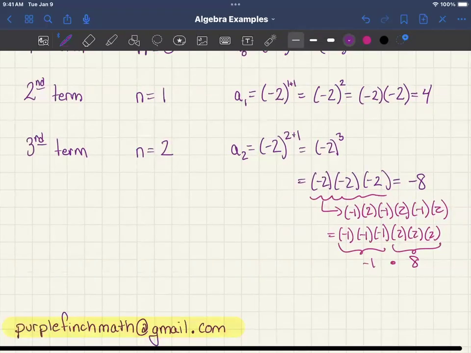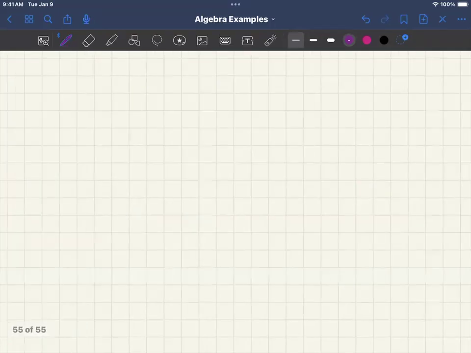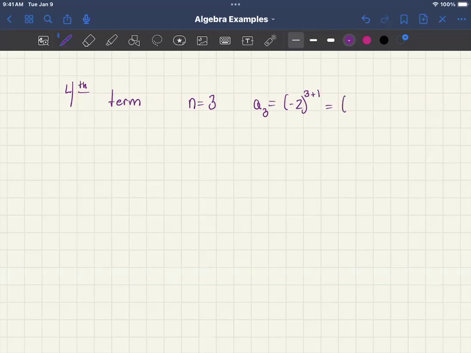Let's go to the next page for our fourth term so that we have a little bit more space here to work. Our fourth term and our last term that we are asked to find, we are going to plug in n is equal to 3. So we have a sub 3 is equal to (-2) to the 3 plus 1. So this gives us (-2) to the fourth power, which again, if we break that out, we have 4 copies of -2 multiplied together.